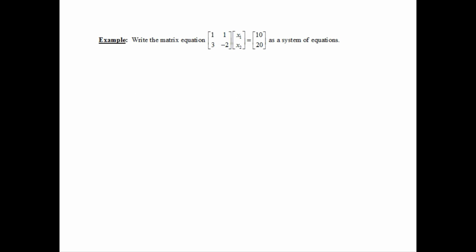Let's go the other way. Let's write this matrix equation as a system of equations. Here we get 1x1 plus 1x2 equals 10. That's from the first row, first column. Now we're going to move to the second row, first column. So we're going to get 3x1 minus 2x2 equals 20.